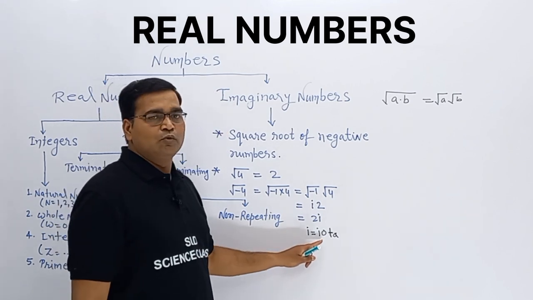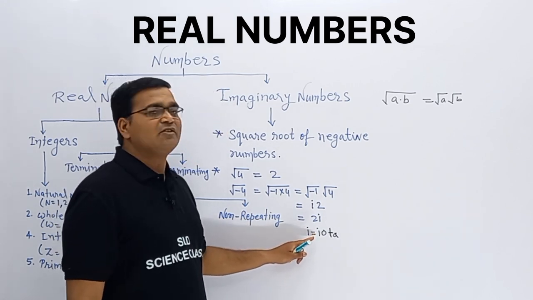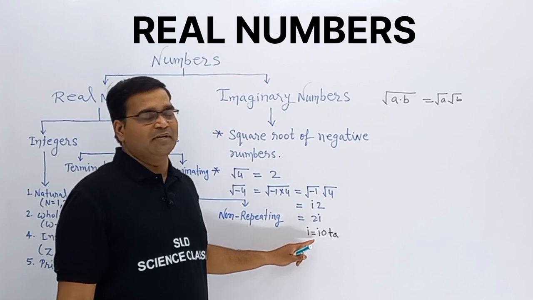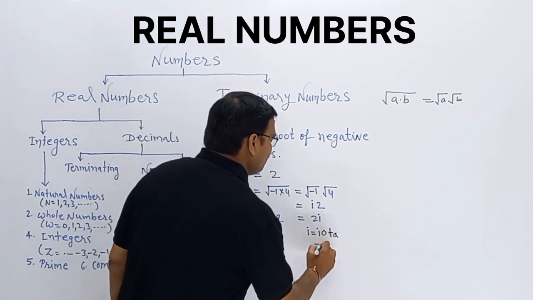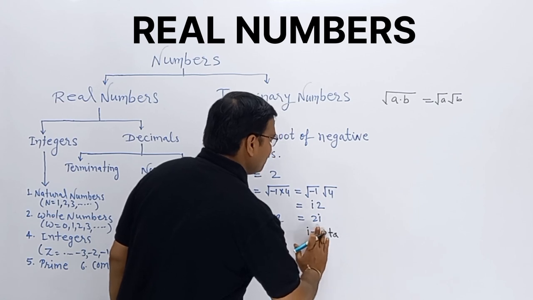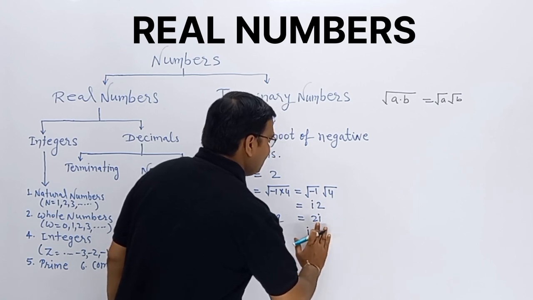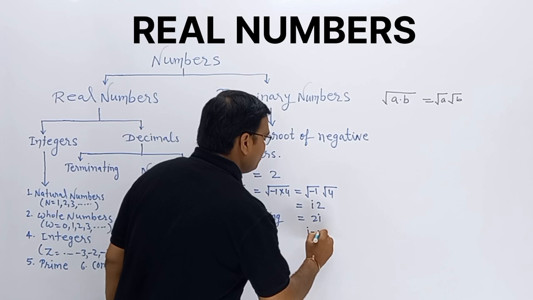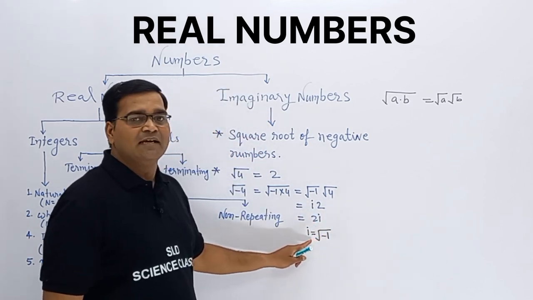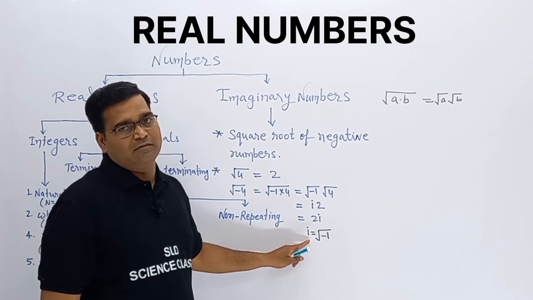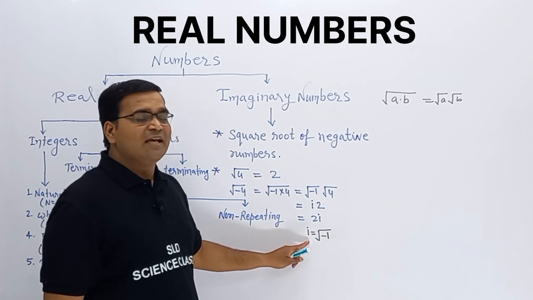So this is called iota, and it is showing the imaginary number. So its value is what? Its value is root of -1. So root of -1 equal to I, and it is showing iota, and it is the imaginary number.